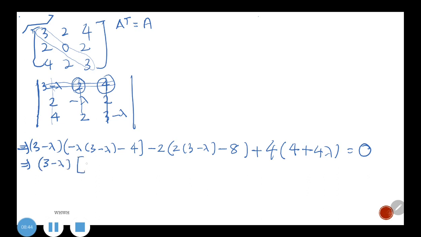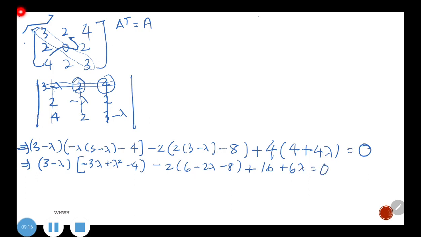So you will have here negative 3 lambda plus lambda square minus 4. Okay, and then here, minus 2 times 6 minus 2 lambda minus 8. Okay, and here you have 16 plus 16 lambda equals to 0. And then here just multiply. Okay.